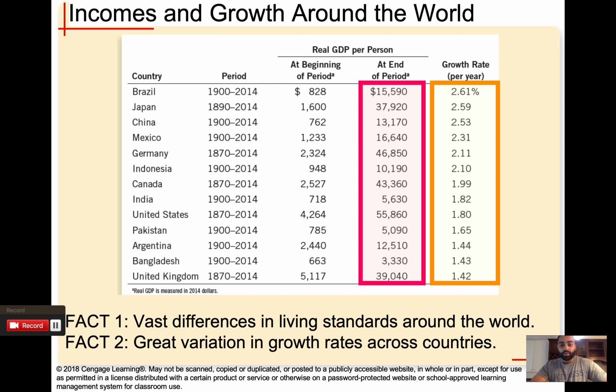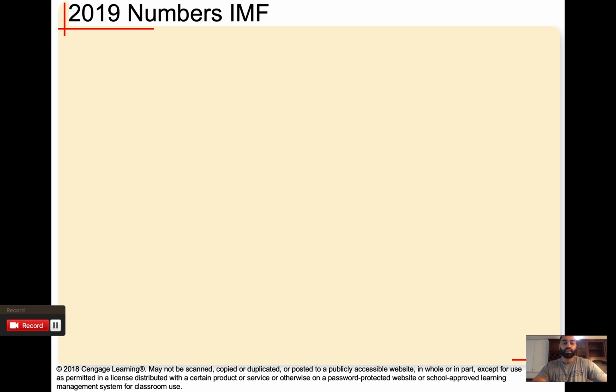Now, there are a couple of other countries, and mostly all these countries have grown. Indonesia hasn't grown as much from 1900 to 2014, but for the most part, you do see growth. That's the main thing we're trying to get across. There's growth, and there are different ways to implement this growth as well. So we're going to talk about the 2019 numbers. I got this from the IMF.